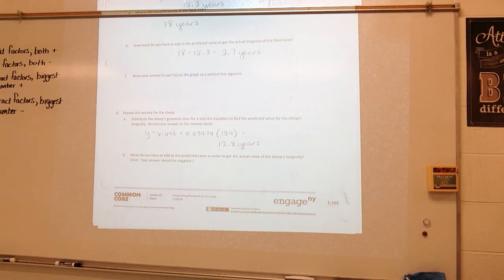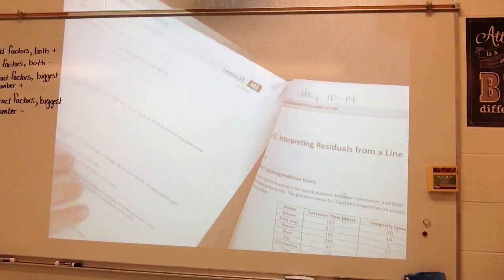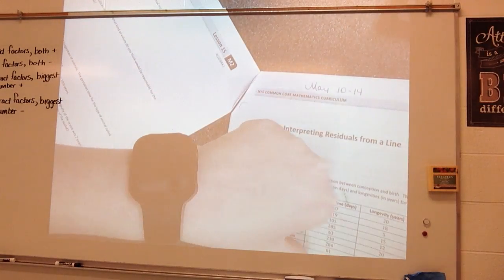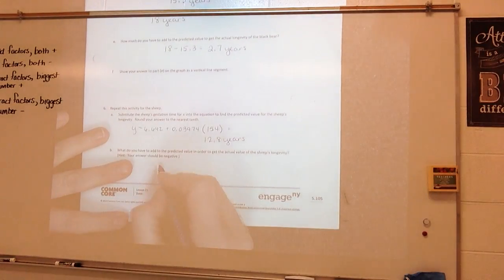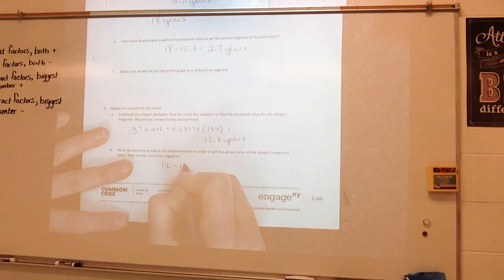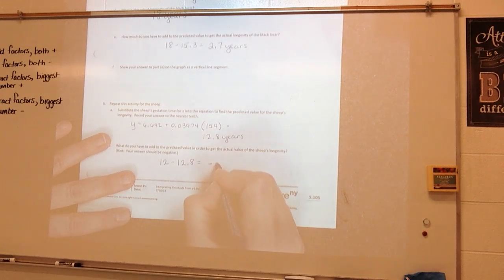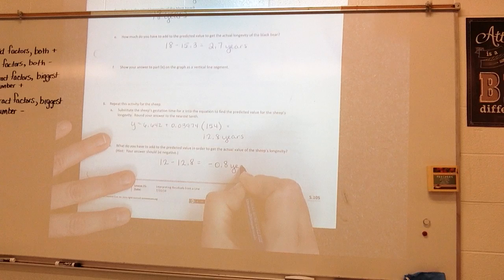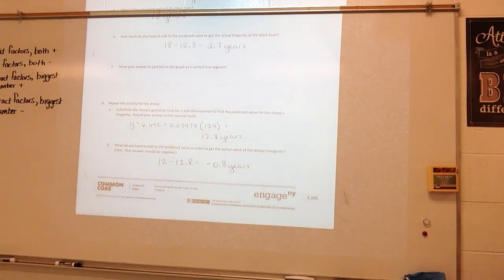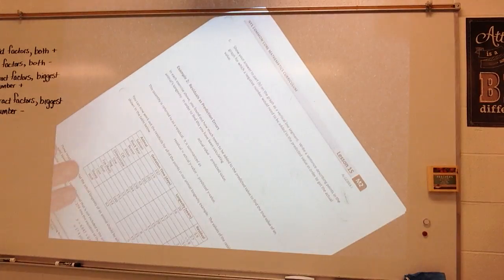What do you have to add to the predicted value in order to get the actual value of the sheep's longevity? It says, hint, your answer will be negative. Well, let's take the actual longevity of the sheep, which is 12, minus 12 and 8/10, which gives me a negative 8/10 years. Show your answer to part B on the graph as a vertical line segment.